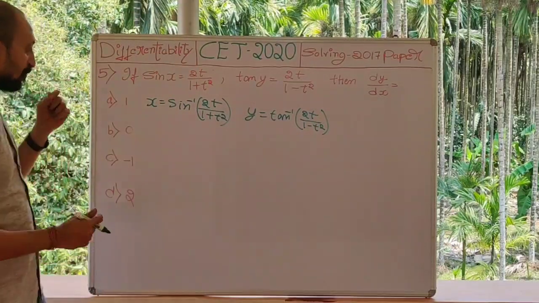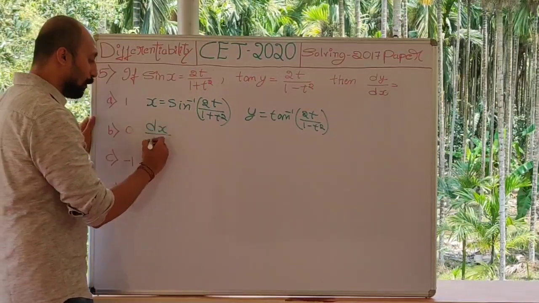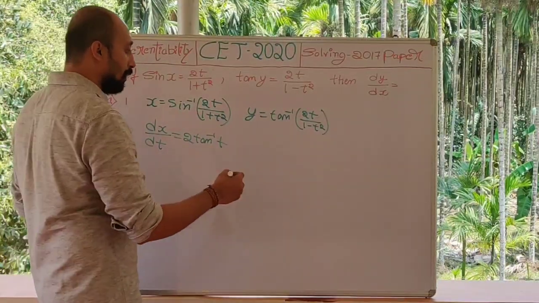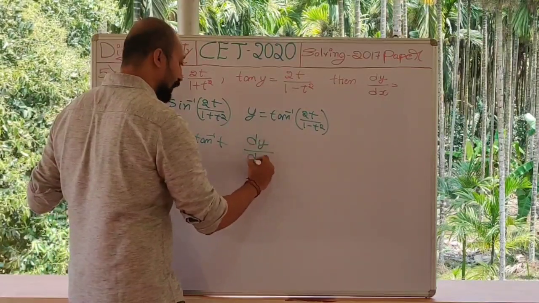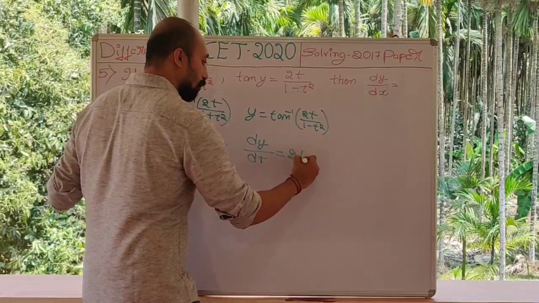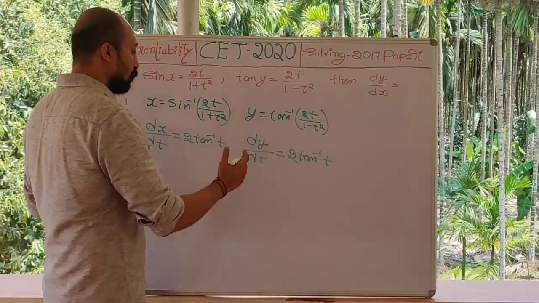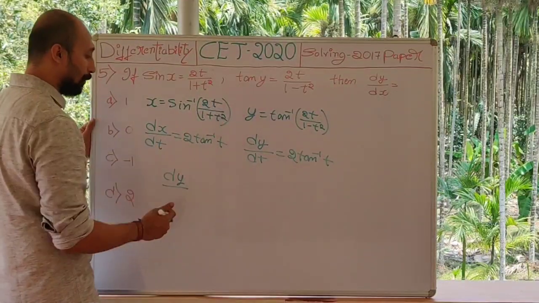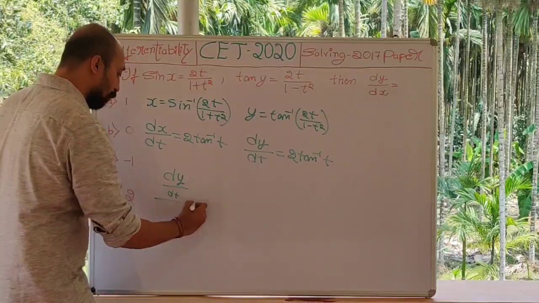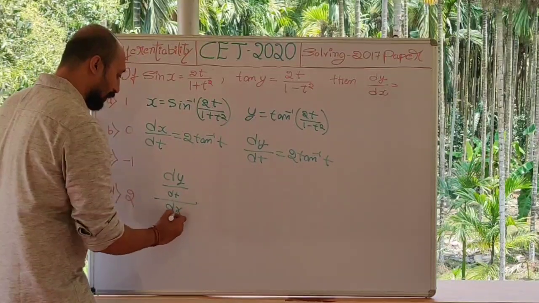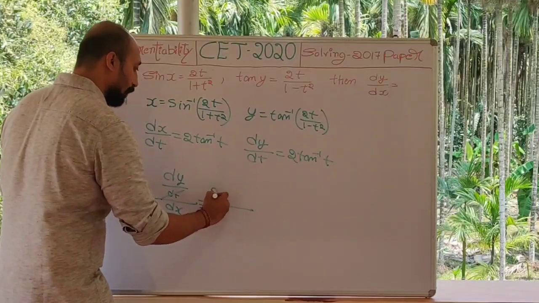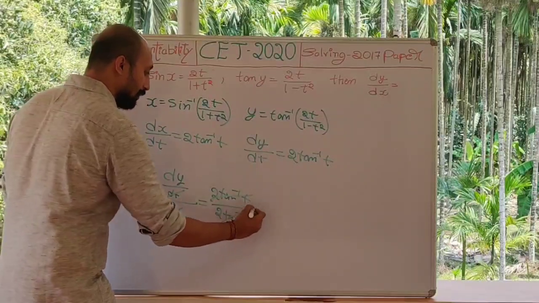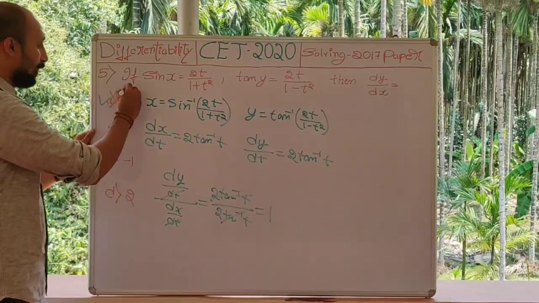So when I do the differentiation of x with respect to t, I will get 2 tan inverse of t. Very similarly, what is dy divided by dt? Even that is 2 tan inverse of t. So when I divide these two, they are asking dy by dx, dy by dt whole divided by dx by dt, the 2 tan inverse of t gets cancelled. I will get the answer 1. So option A is the right answer.